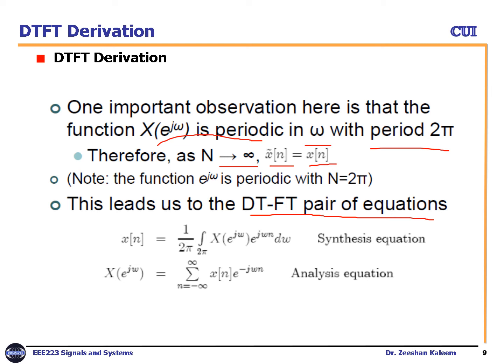So the summation is replaced by an integral, and here we have 2π. 2π means the starting point can be anywhere, but the period will always be 2π. For example, if you start from 0, then 0 to 2π. If you start from 2π, then it will be 2π to 4π, and so on. And so x[n] = (1/2π) ∫ X(e^{jω}) e^{jωn} dω. This is called the synthesis equation. Whereas the analysis equation is X(e^{jω}) = Σ from n = −∞ to ∞ of x[n] e^{−jωn}. This is the analysis equation.